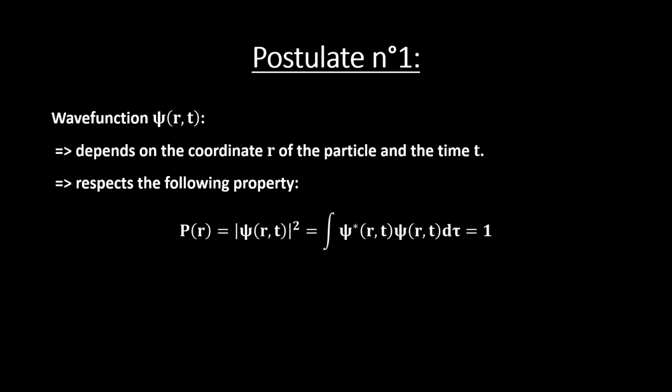So the first postulate is going to define what a wave function is. This postulate says that the state of a quantum mechanical system is completely specified by a wave function, which we can also call a state function, psi(r,t), that depends on the coordinate r of the particle and on the time t. A wave function that has the following property in the universe. So we can see that the probability of finding the particle in the universe is always equal to 1.